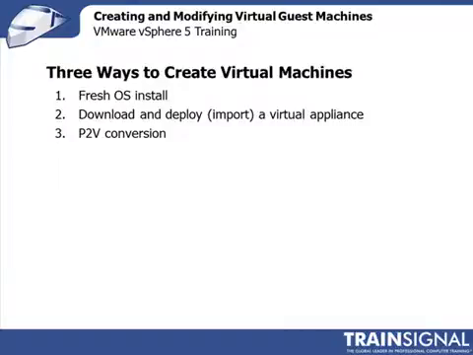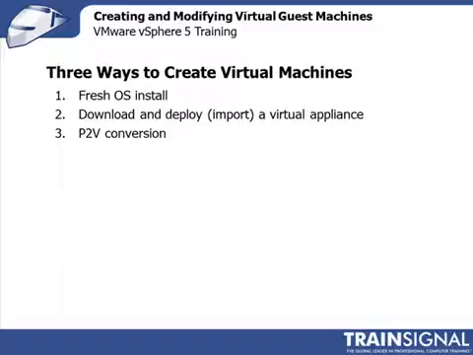Alright, 3 ways to create a virtual machine. So obviously you can create a virtual machine using the fresh install. Easy, traditional, we know that. You can create a virtual machine by downloading and deploying, aka importing a virtual appliance from the marketplace, and I'm going to show you how to do that. Or you can take a physical machine and P2V it. P2V means physical to virtual conversion.